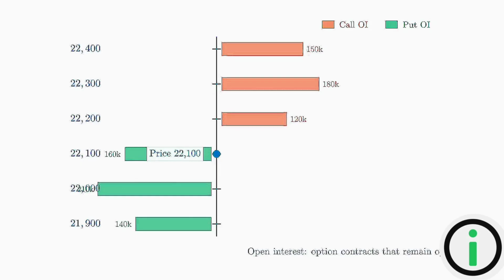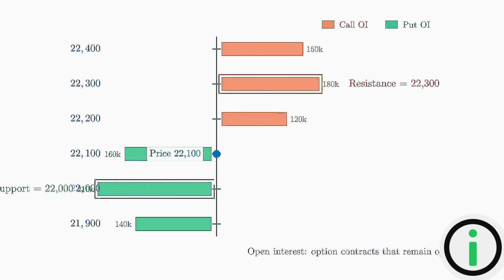In our example, the call OI values are 120,000 at 22,200, 180,000 at 22,300, and 150,000 at 22,400. The largest value is 180,000, so the resistance strike is 22,300. The put OI values are 140,000 at 21,900, 210,000 at 22,000, and 160,000 at 22,100. The largest value is 210,000, so the support strike is 22,000.